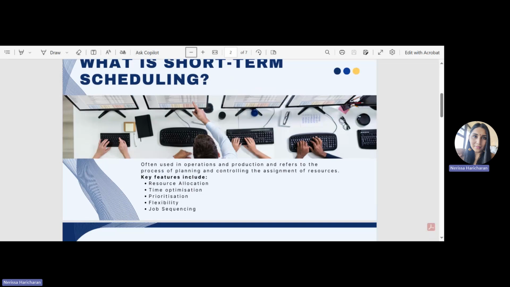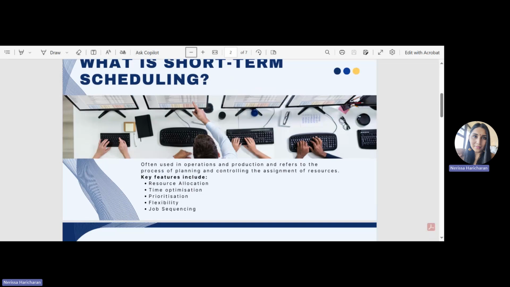You need to also make sure that you optimize your time. The aim of scheduling is to use your time as efficiently as you possibly can, while minimizing your downtime so that you have a good enough workflow.